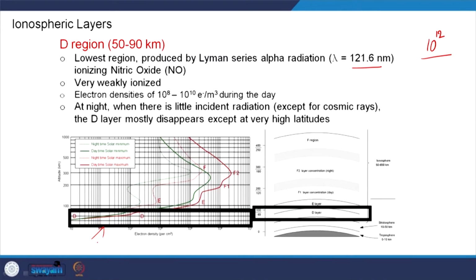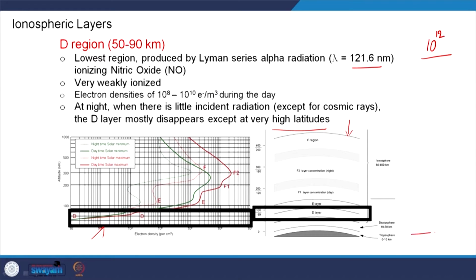You see this as the D layer or D region. During the night time, when there is little incident radiation except for the cosmic rays, when there is no direct sunlight available, the D layer mostly disappears except at very high latitudes. At very high latitudes the source of energy is something else, in terms of energetic particles. But other than that, in the low latitudes or mid latitudes, the D layer will completely disappear. One very important aspect about the D layer is that the incident radiation is coming from the top.